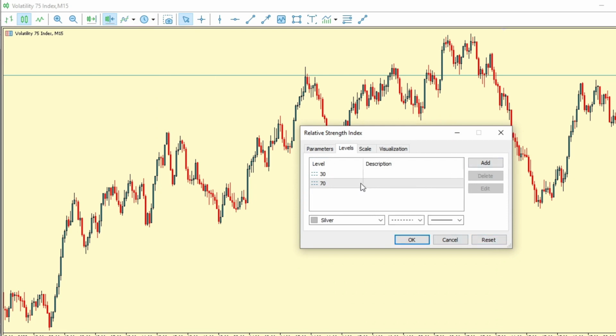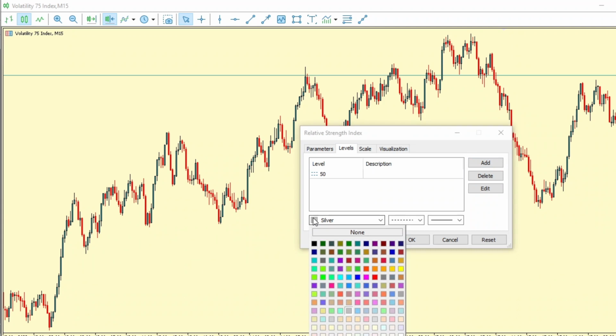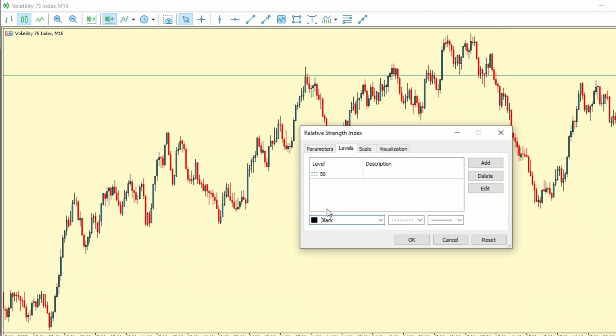So what do I do? When I reach here, I delete everything. So you can use this information even on mobile. I only put level 50. Then depending on my background, let me use the lines. I want them to be black. So the level is 50.